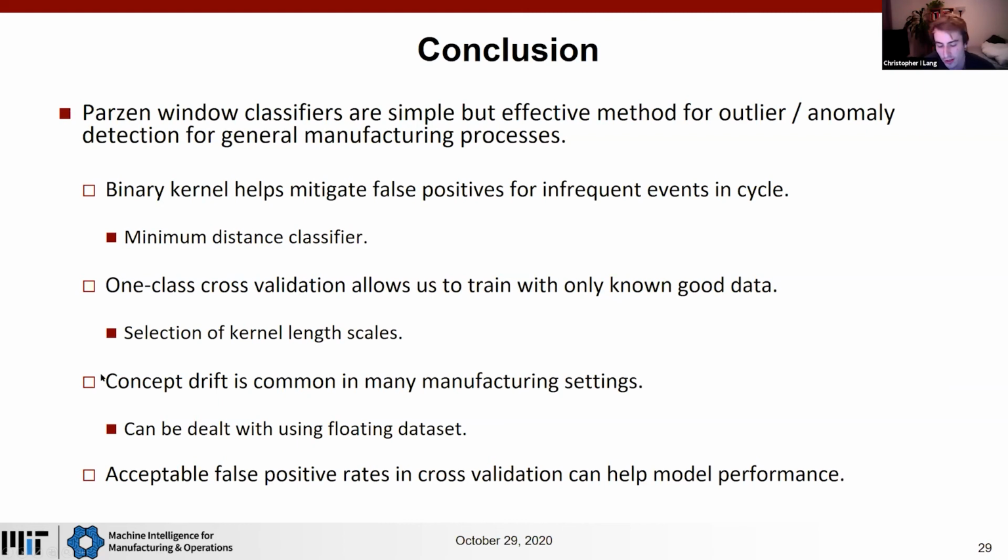Also, regardless of which model you end up choosing, I think concept drift is very common in manufacturing settings and something you're likely going to have to account for. Here we can account for that by using our floating data set. Finally, choosing acceptable false positive rates in the cross-validation training can help improve model performance by not overfitting to specific examples of borderline cases or potential anomalies in our training data.